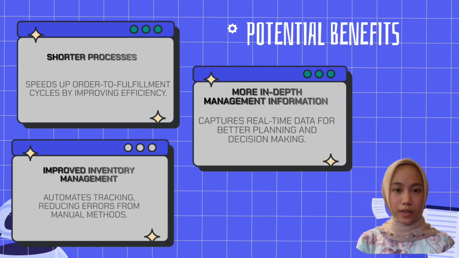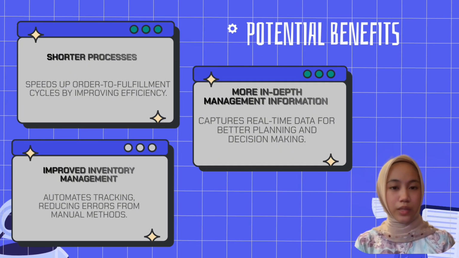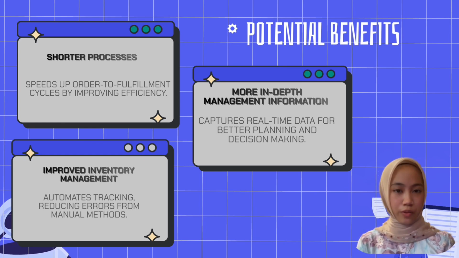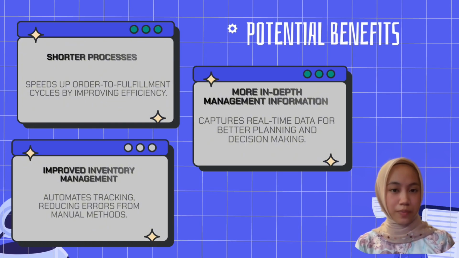Now, let's look at the benefits of this system. First, they provide more in-depth management information by capturing real-time data, which helps managers to plan better operations and operate operations more effectively. Second, they improve inventory management by ensuring accurate stock label and also reducing human errors. The third one is they shorten processes. By streamlining workflows, it improves overall efficiency.